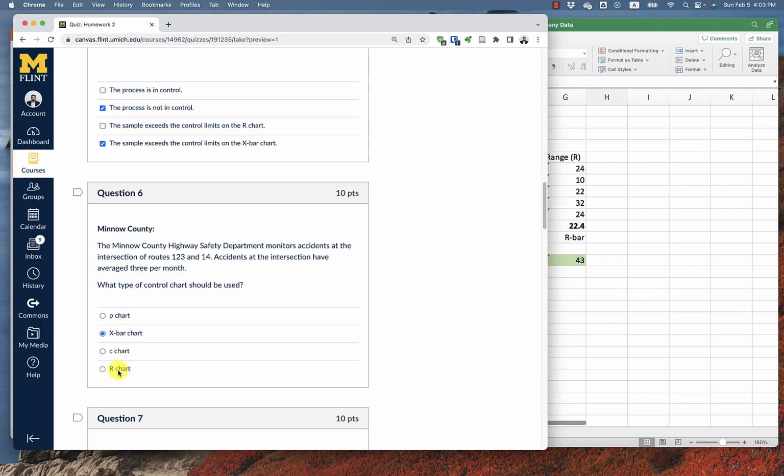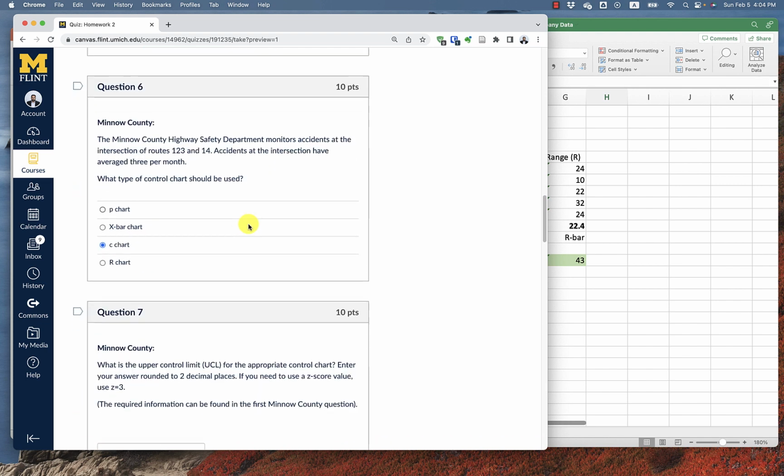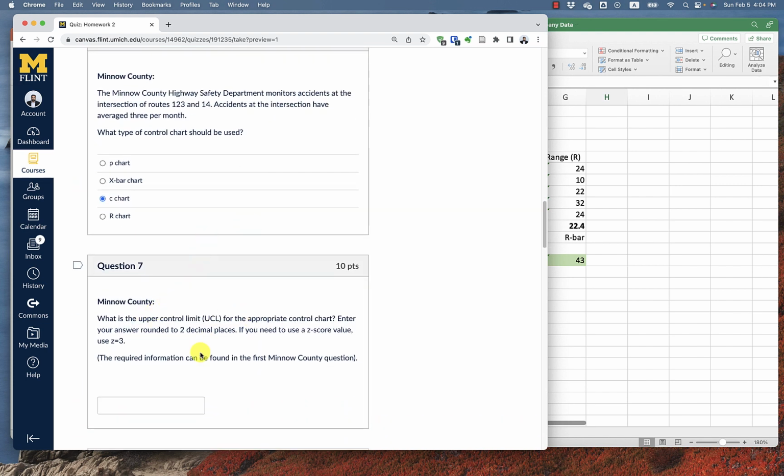And then the Xbar or R chart, it doesn't look like that because you're not measuring something. You're not measuring the speed of cars, where you sample 10 cars and find their speed. It's not like that. It's the count of a certain something happening, which you want to control. You want to control accidents. You don't want to have too many accidents, and it's the count of that thing happening. It's not a measure of a physical quantity like speed or force or weight or volume or intensity of light, things like that. So it's going to be the C chart. That's the right answer.